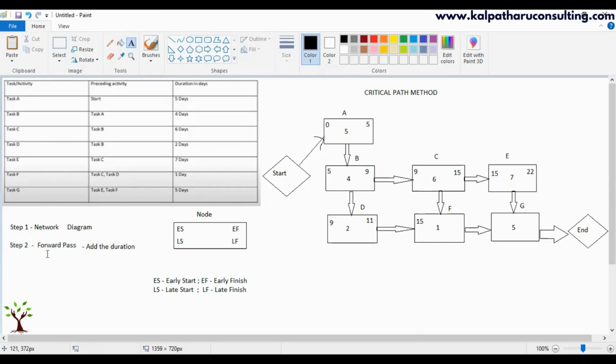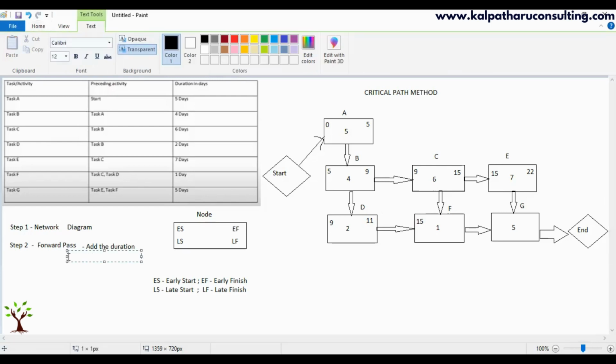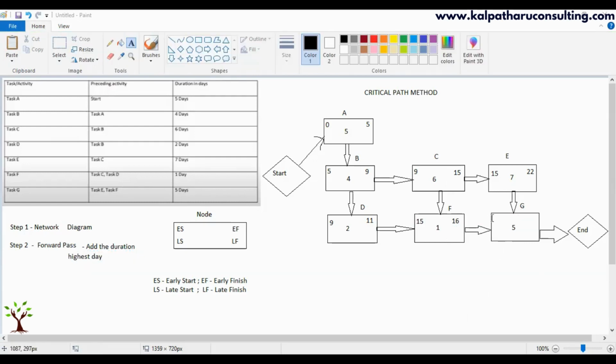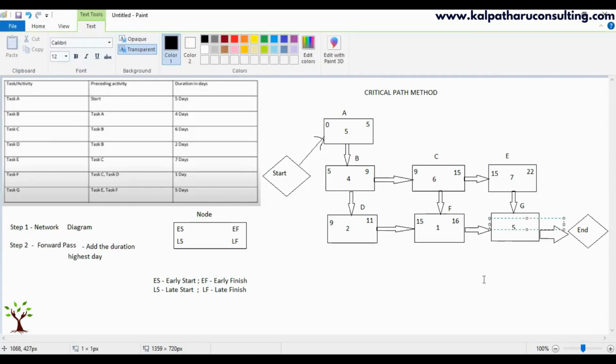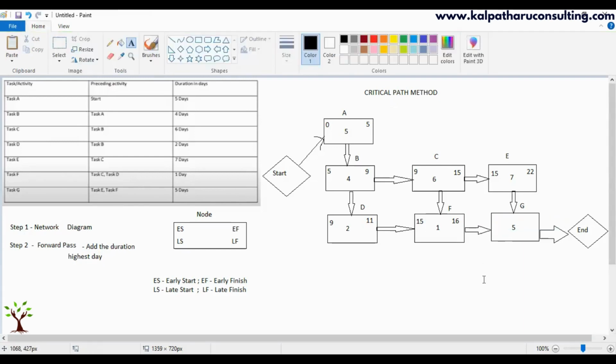Correct? Yes. So in forward pass, we are going to add the duration. And when two activities converge into one activity, we are going to take the highest duration or the highest day. Got it? And then 15 plus 1, 16. So now G, when are we going to start? Which activities are connecting to G? F and E. So we will start at 22.